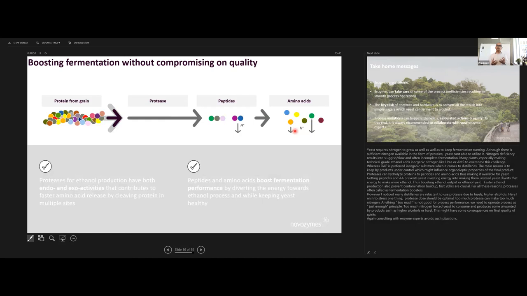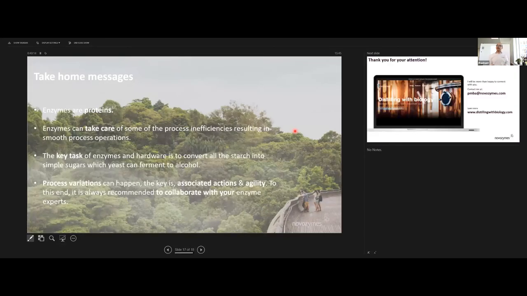So all in all, what I'm trying to say is that enzymes play quite a different role. They are very specific. But what is most important here is not only enzymes, it's you and me, collaboration and hardware. All these things come together to hit that bullseye on the profitability target and to have smooth process operation. So my take-home message to you guys is that enzymes are proteins. Enzymes can take care of some of the process inefficiencies, as I mentioned before, be it a jet cooker, the grain quality or CIP related process swings.